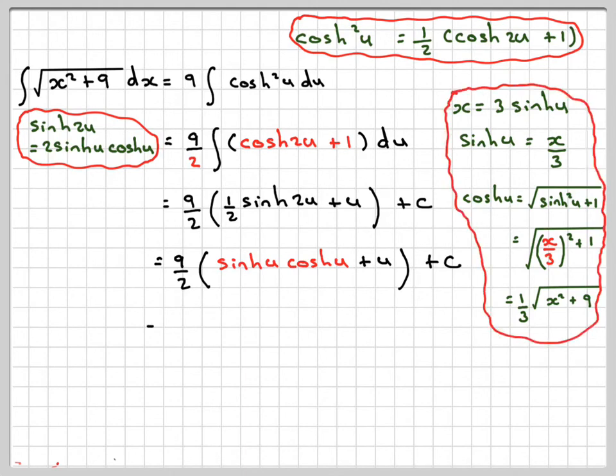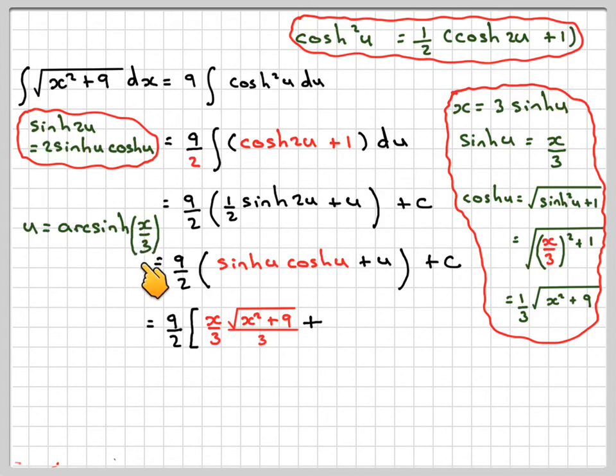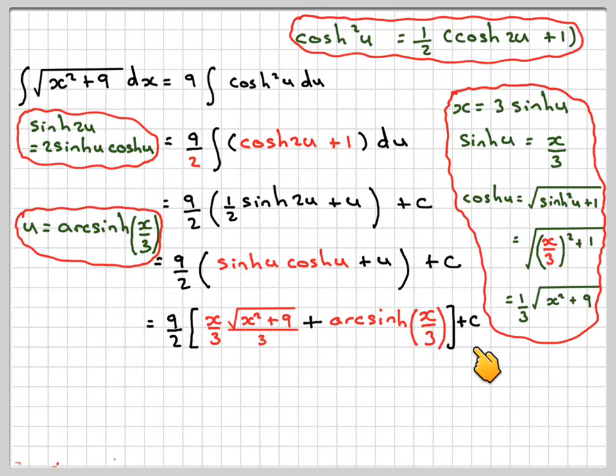Right. Okay, so this becomes 9 over 2. Sinh u is x over 3. Cosh u is 1/3 of the square root of x squared plus 9. Plus my u, well, u will be arcsinh of x over 3 from here. So this becomes arcsinh of x over 3 plus c.